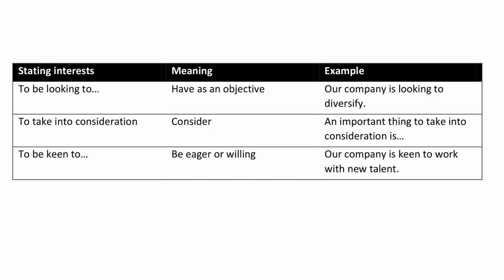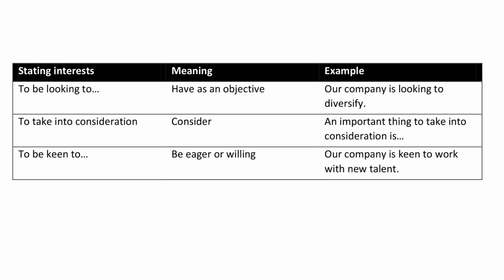And finally, we can be keen to do something. To be keen to do something means that you are very willing. You have a lot of desire. You have a strong desire to do something. For example, our company is keen to work with new talent. So the objective or the aim or the desire of the company is to work with new talent.